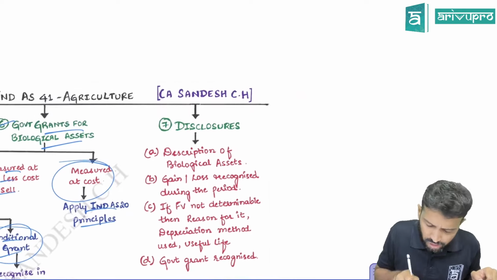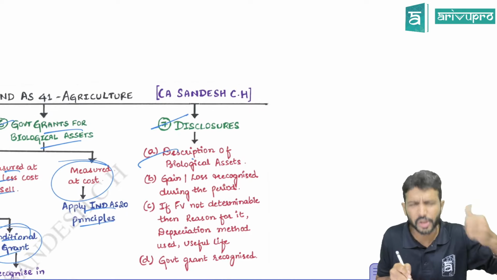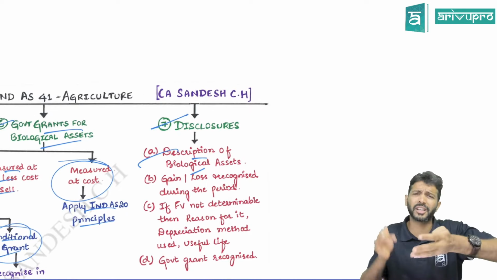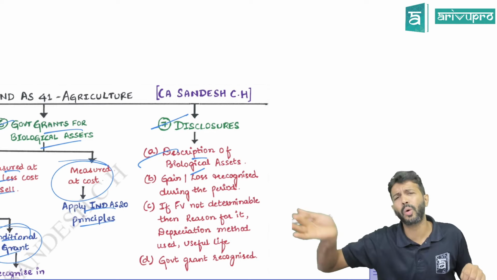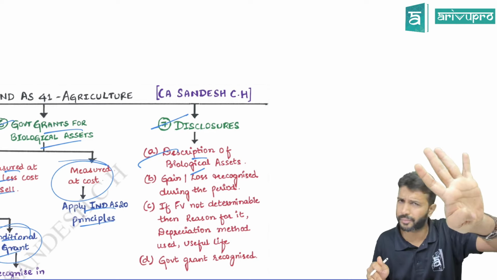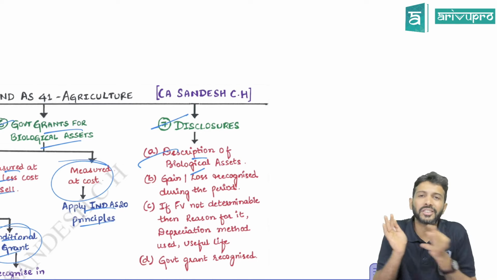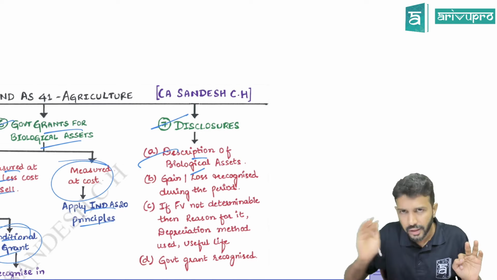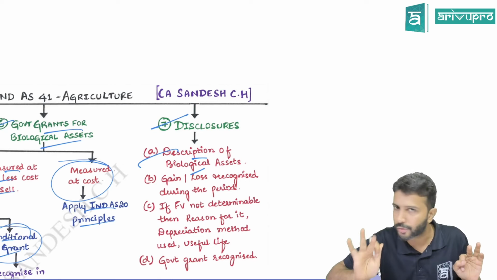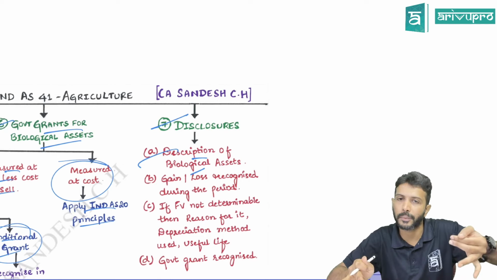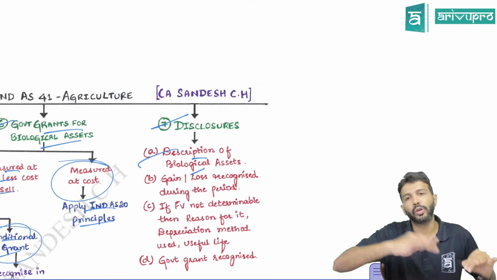Then some disclosure aspects. Give a brief description of the biological assets you have, whether you have biological assets in the form of cow, sheep, goat, plant, etc. Give a brief description about it. Then 2, for any biological assets, if you are not able to find out fair value, give for what biological assets you are not able to find out fair value and why you can't find out fair value. Since you are not using fair value, you will go for cost model.